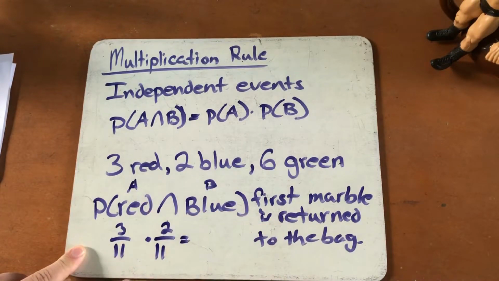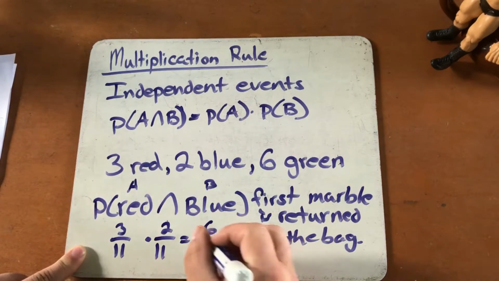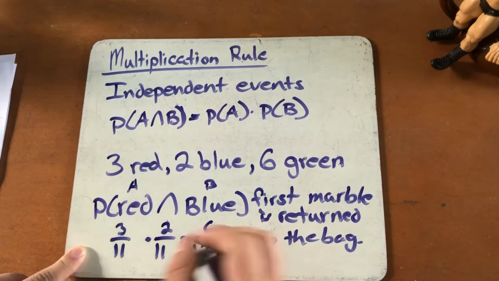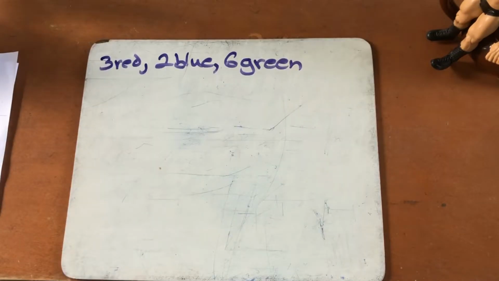Since these are fractions and I want to multiply, I multiply straight across. 3 times 2 is 6. 11 times 11 is 121. If you put 6 over 121 into Desmos, you will realize that it doesn't reduce. I'm going to do a similar probability.